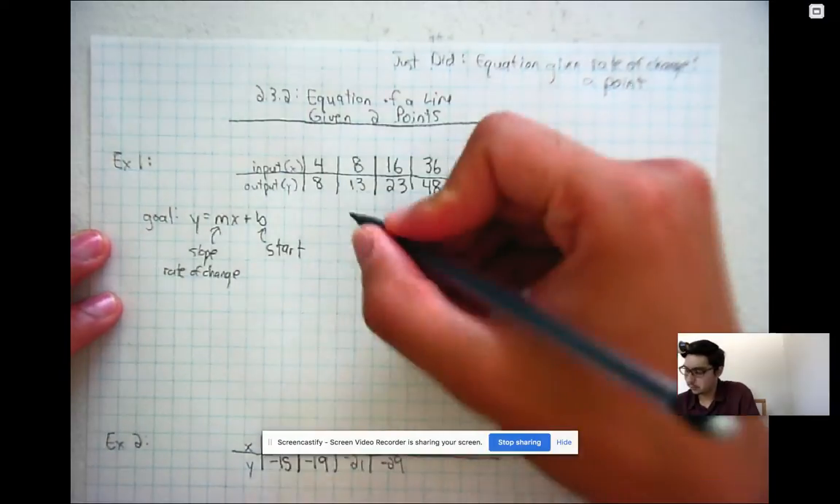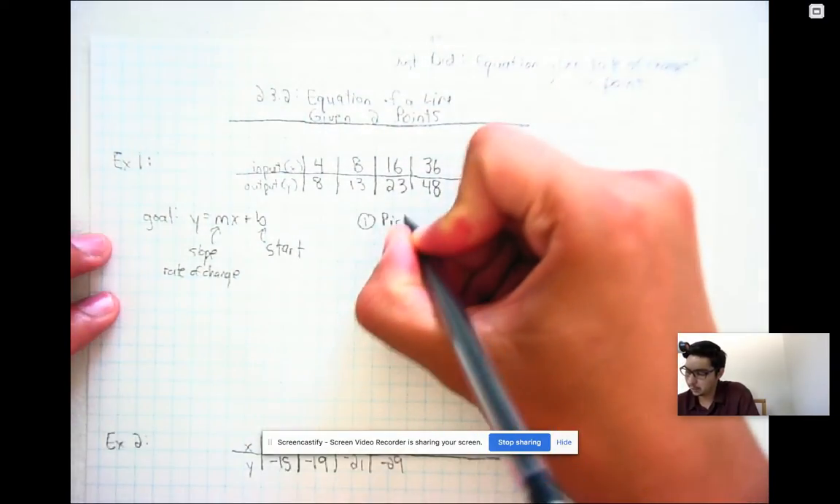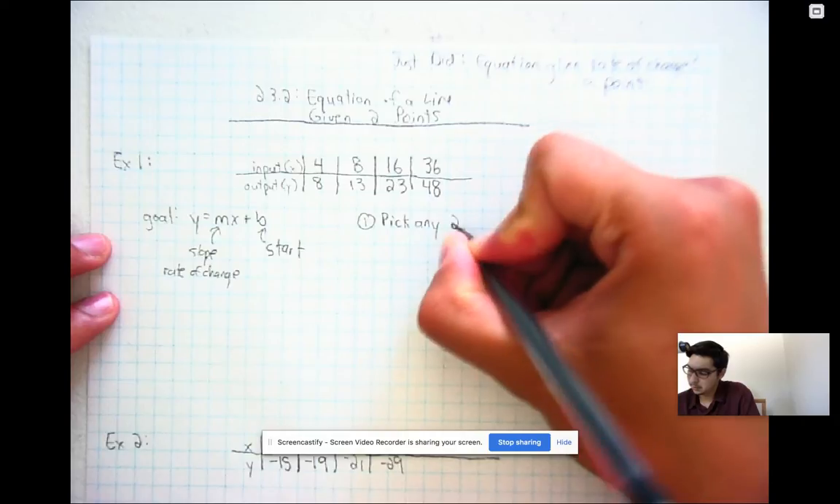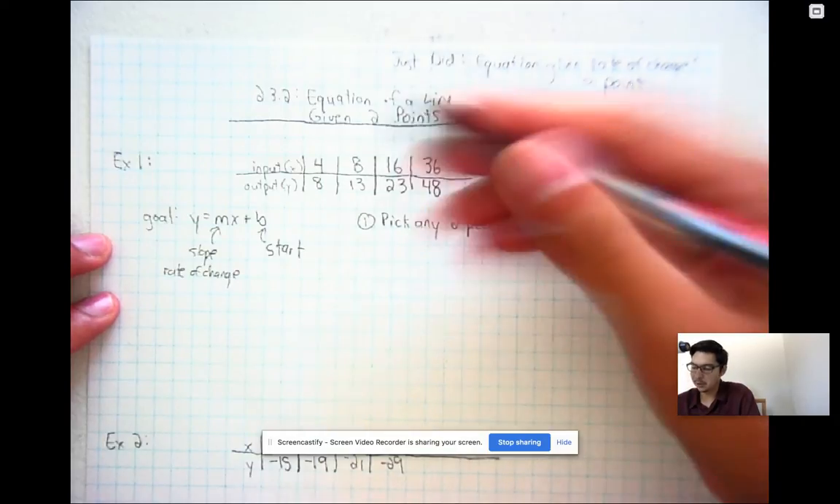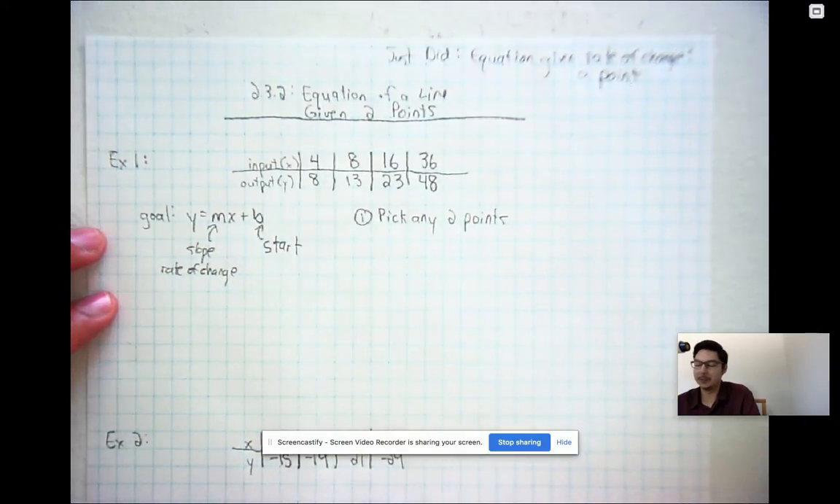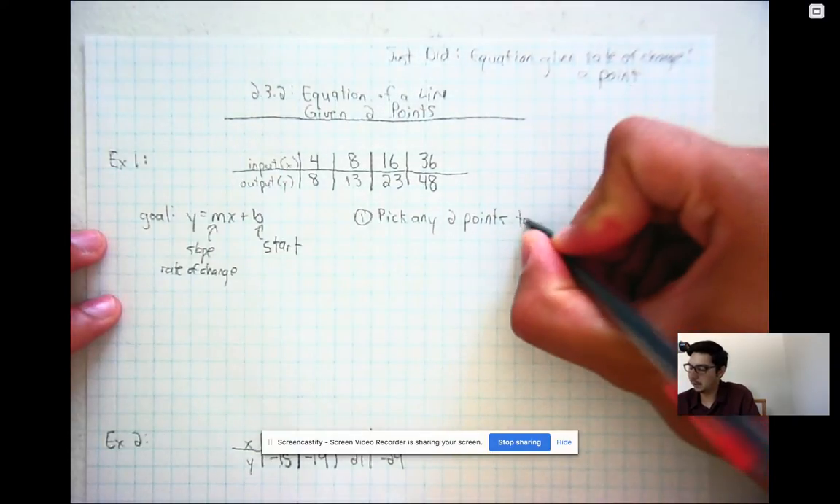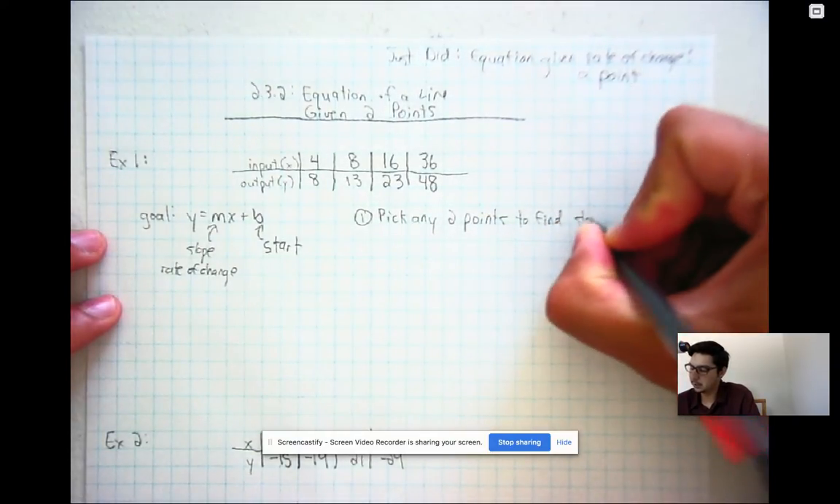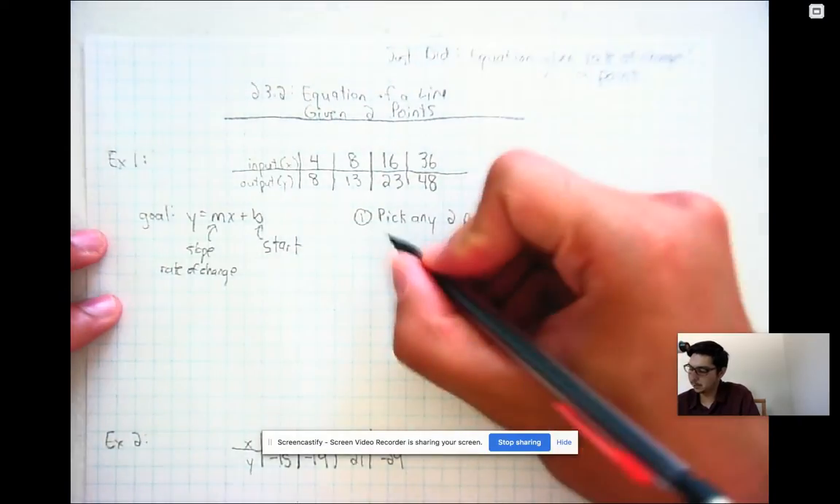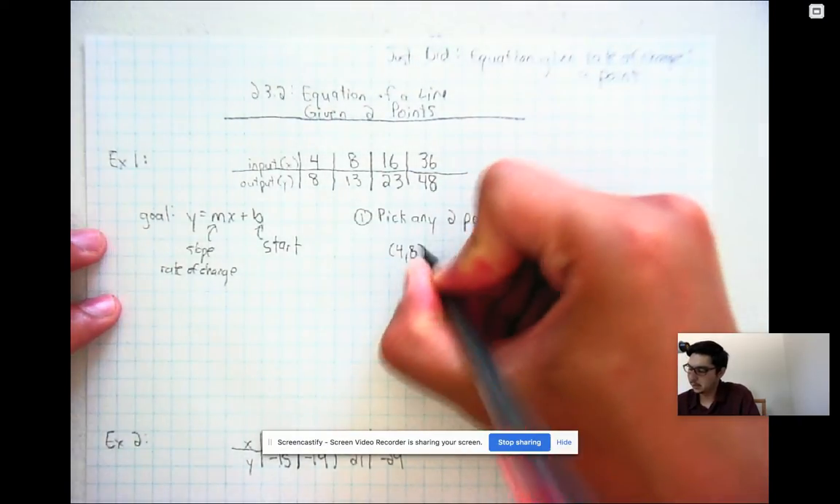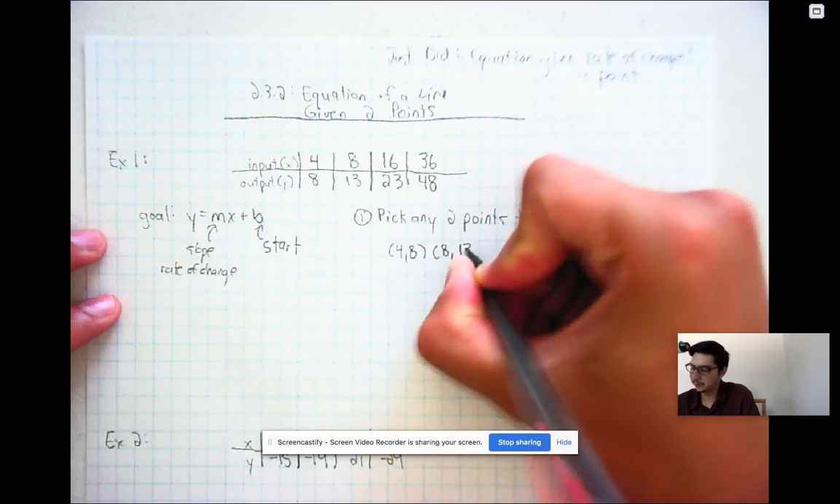Now, we can start by picking any 2 points. It doesn't matter which two because they're all on a line, right? Pick any 2 points to find the slope. So say I just pick the first two. Let's pick 4, 8 and 8, 13.